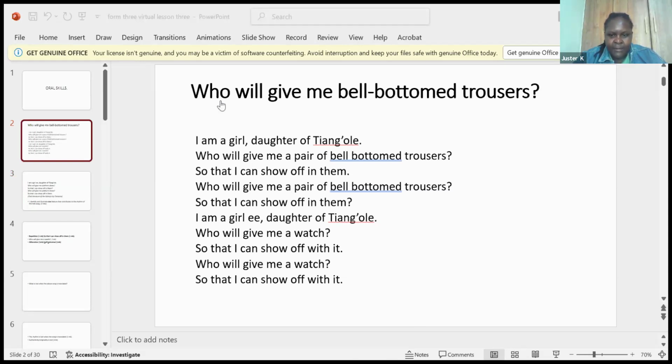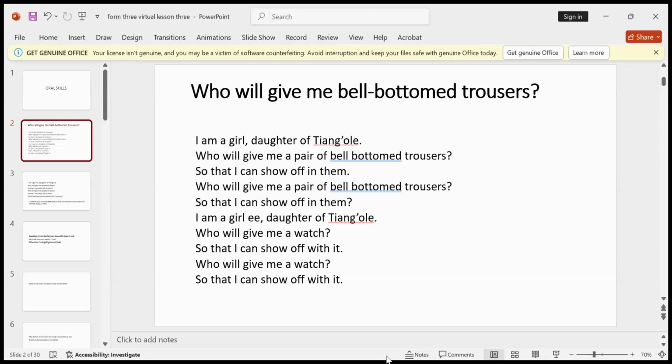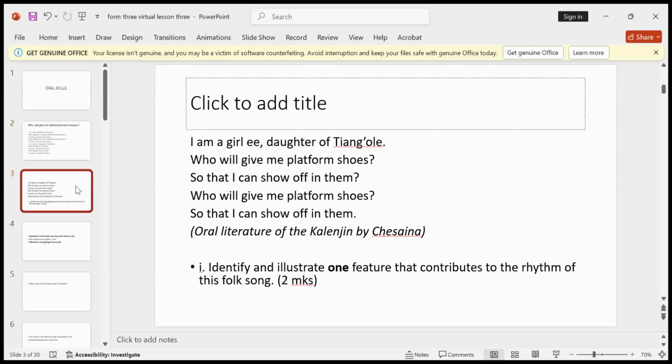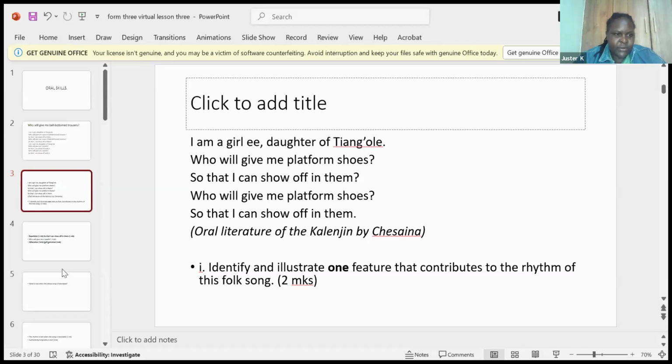Give us an answer. I think the repetition might contribute to the rhythm. The repetition of the lines in the song. Give the lines that have been repeated. So that I can show off in them. That is correct. So I want to share the answers that I have here, then you can discuss them.